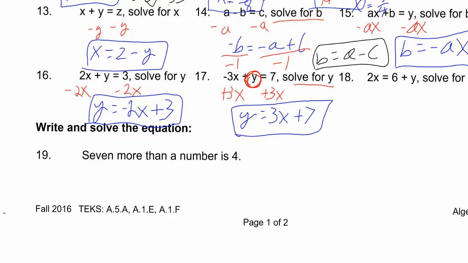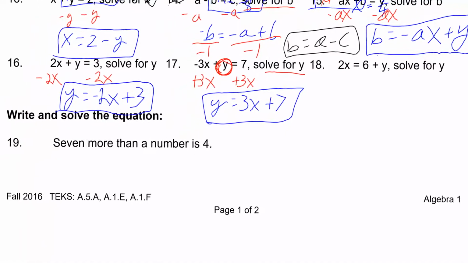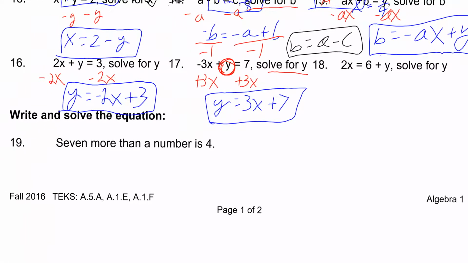Now the last one for this section, it says that we need to solve for y. So we're trying to get this piece alone. What's there that's not supposed to be there on that side of the equal sign? Well, there's a 6. So in order to get rid of a positive 6, we subtract it. So that's going to be minus 6 from both sides. And that's going to leave us with 2x minus 6 equals y. And there it is. It's that simple.